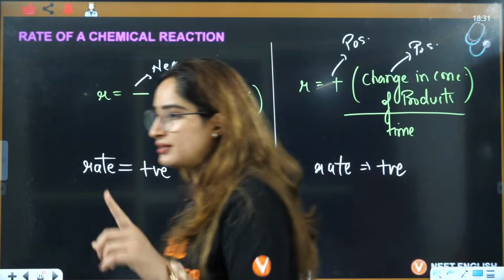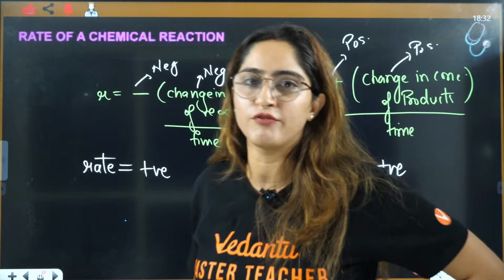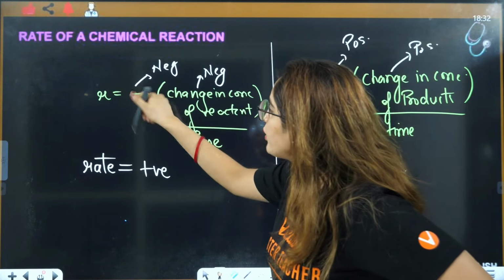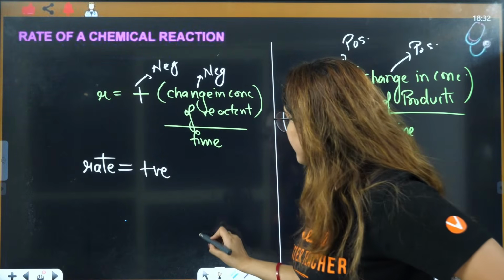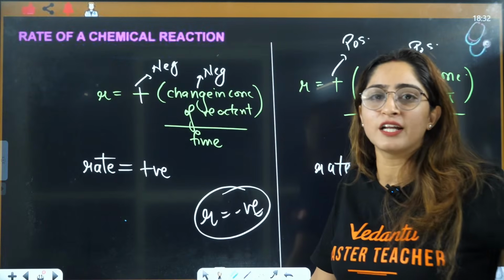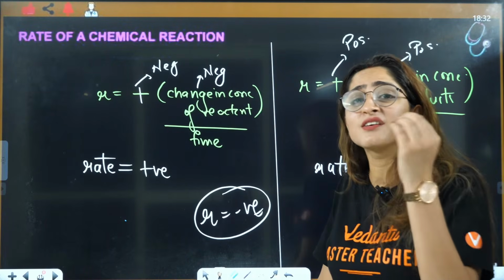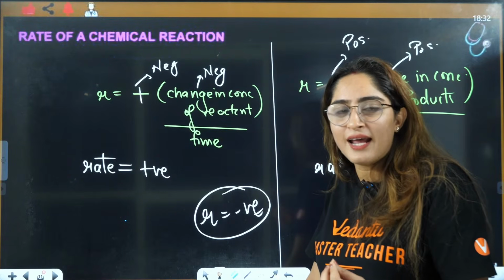Now tell me one thing, can rate ever be negative? See, if I put positive here, then this will also be positive, then rate will turn out to be negative. But rate can never be negative. It's a speed. Speed can never be negative, right?